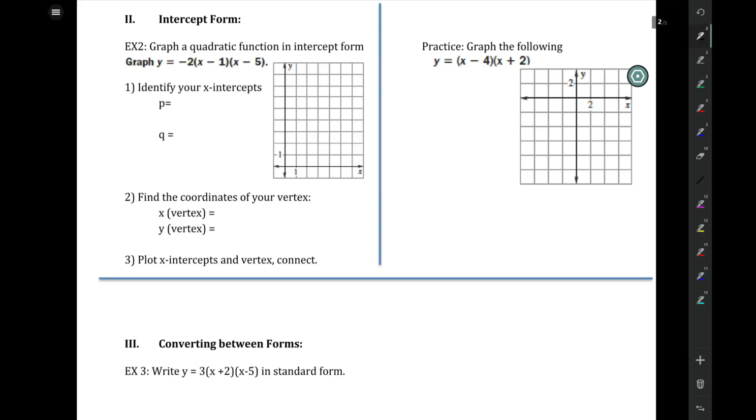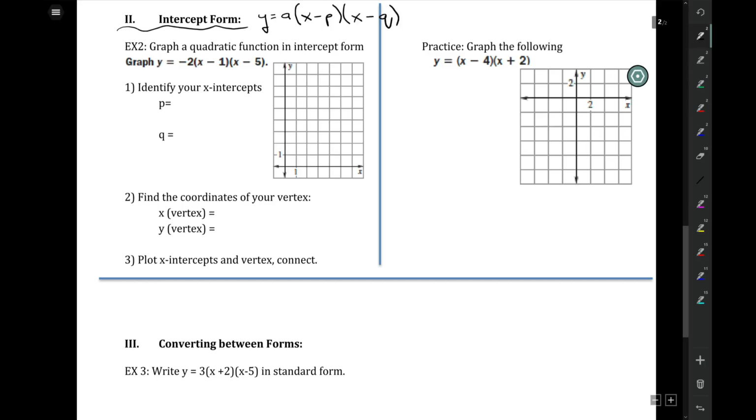The third form we are going to be looking at today is known as intercept form. So this is the third form of quadratics. And again, your EQ will be given to you a little later. Intercept form looks even different here: y equals a times (x minus p)(x minus q). P's and Q's are the name of the game today.